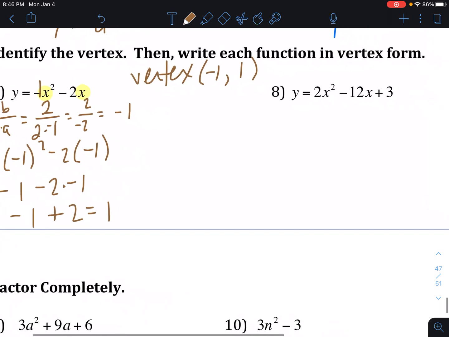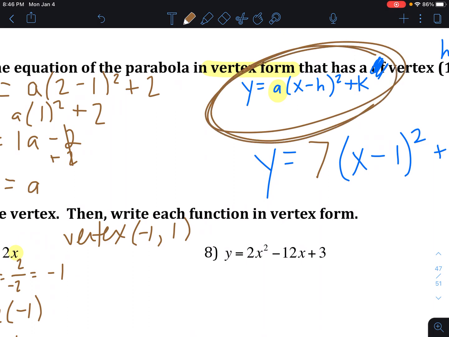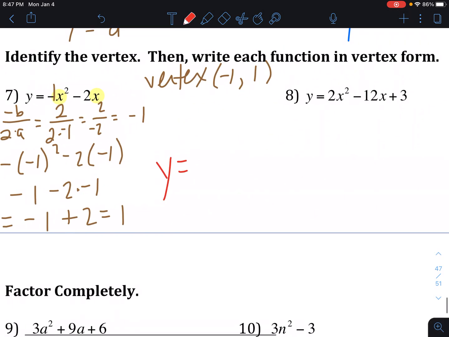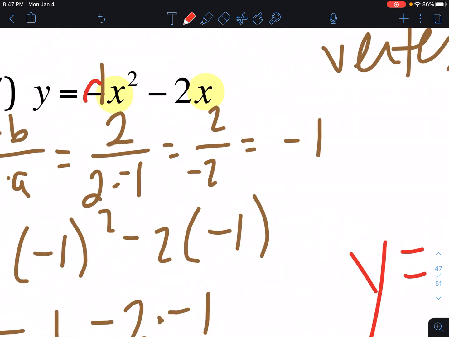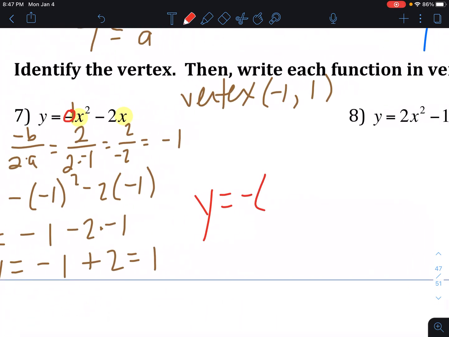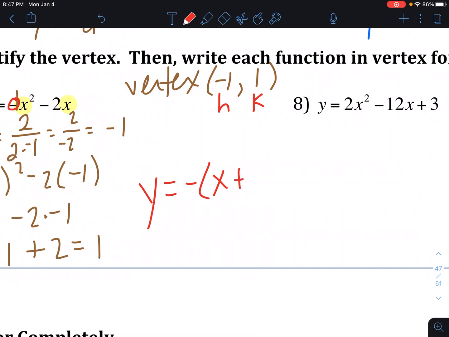Now we need to write each function in vertex form. So again, it's this guy right here. That's our goal in vertex form. So y equals the a in vertex form is the same a in standard form, an invisible negative 1. And then parentheses x minus h. What is the h? Well, the h and the k have to do with the vertex. So getting that vertex helps us get our equation in vertex form. So h is opposite, so that should be plus 1, close parentheses squared, then plus k.